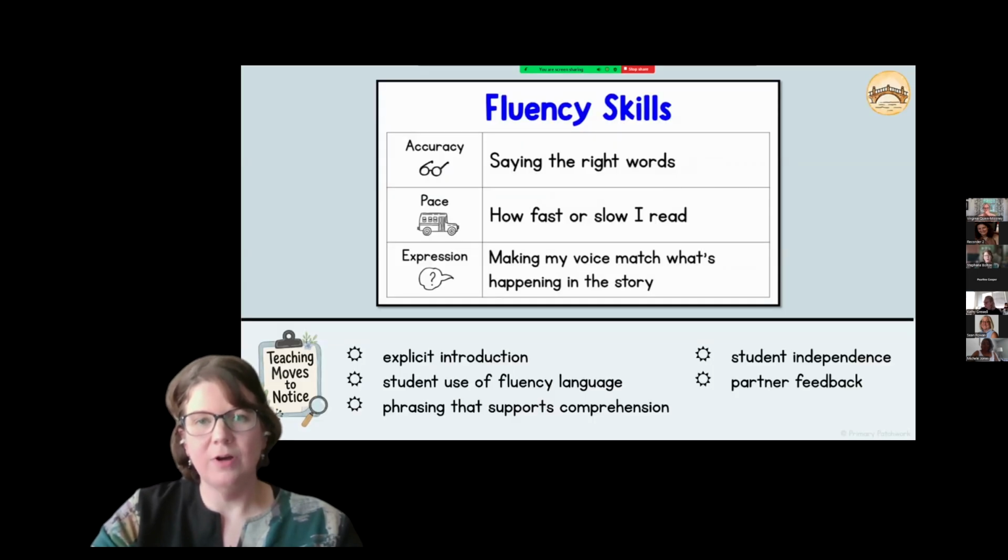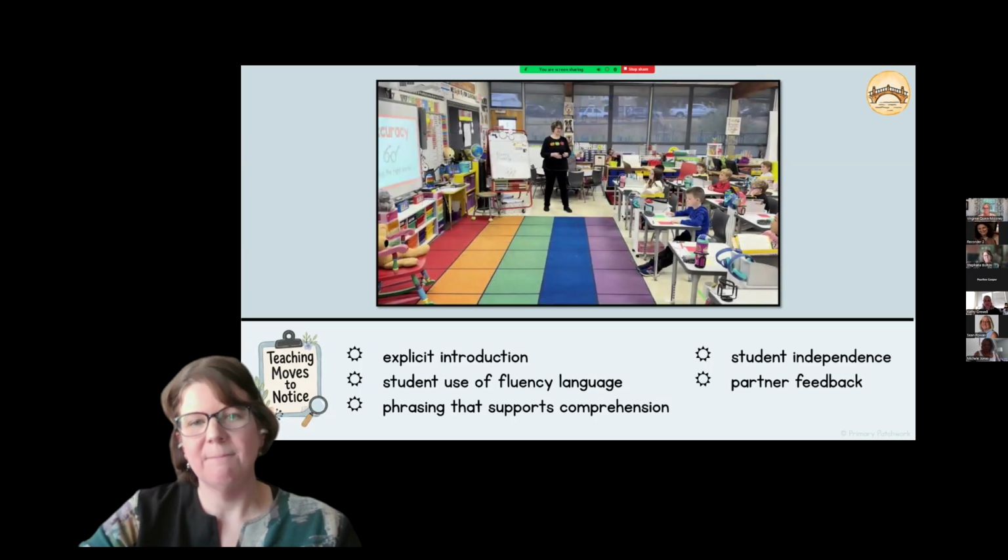Here is a video about my introduction of the fluency rubric and then some footage of students using the rubric with one another. So we're starting with accuracy. What are we starting with?